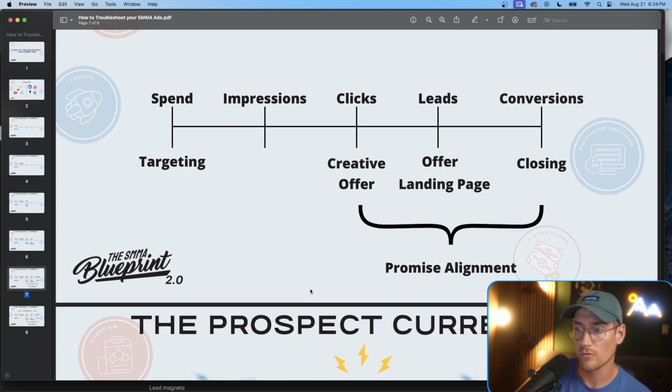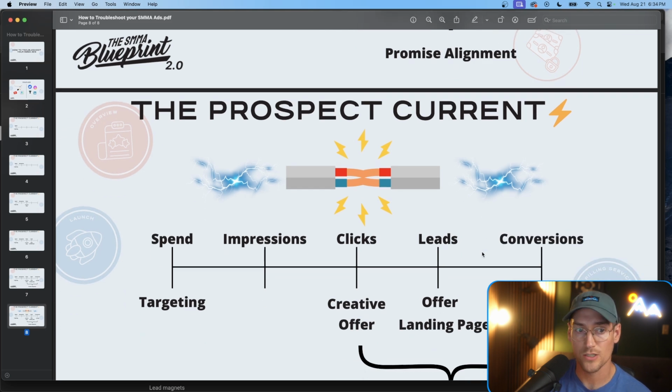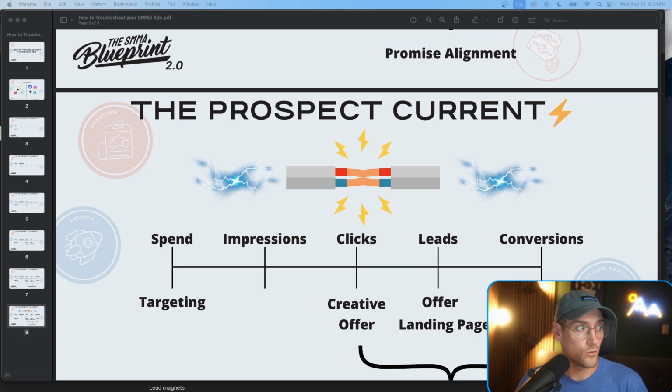So it has to be aligned all the way through to get the sale at the end of the day. So think about this as a current. If there's any break in this process whatsoever, you're going to have a problem. You're going to lose that click and they're not going to convert. So all these metrics that I'm talking about, these are things that you find right in Google or right in your ad account. Like this is all right here, easy to see.